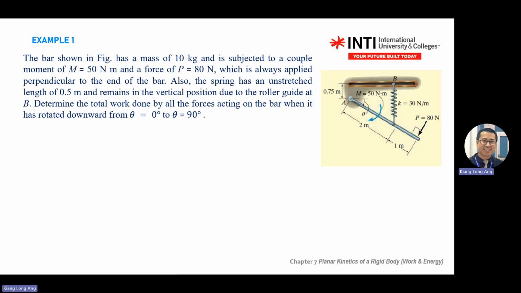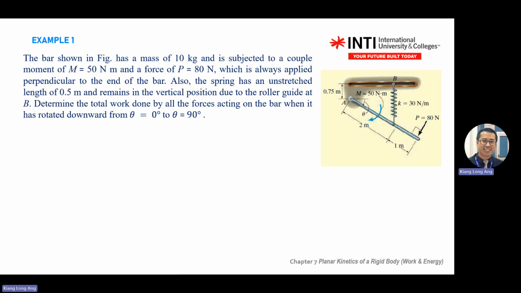Determine the total work done by the force. He asks you to find work. What is work? Work is force multiplied by distance traveled. As long as you have force and moment, you're in chapter 7 already. So when you talk about work, you need to consider force and moment. How do you find work for a moment? Moment multiplied by the angle rotated by the moment.